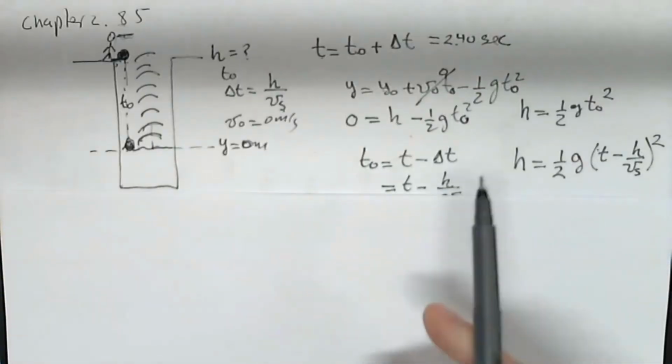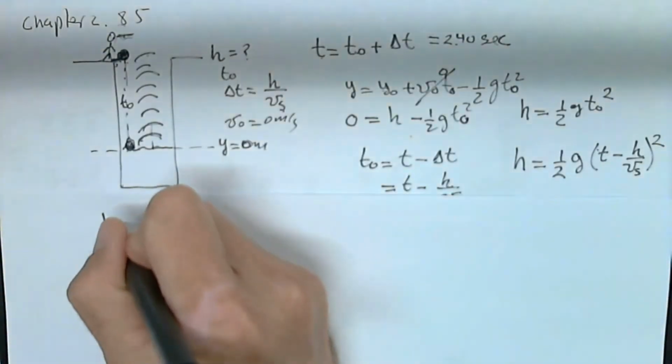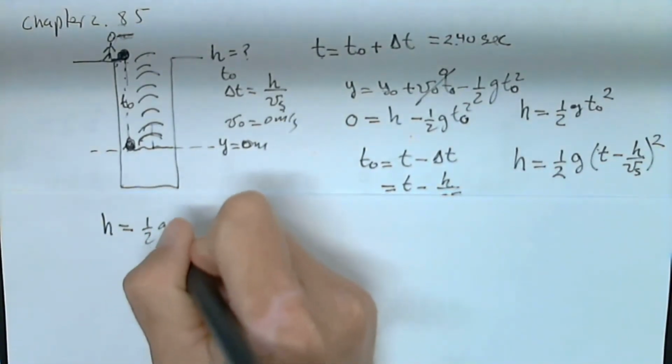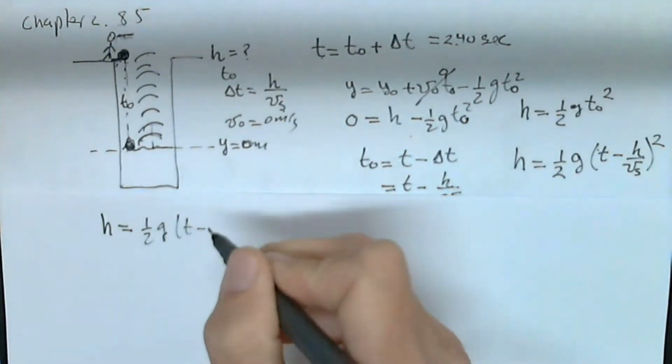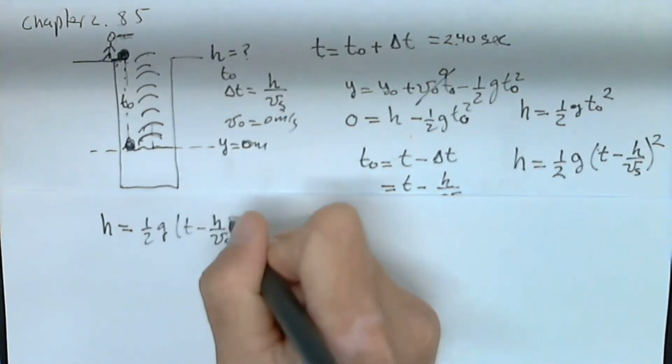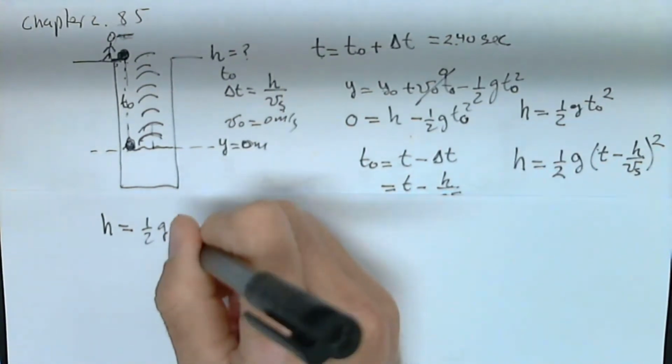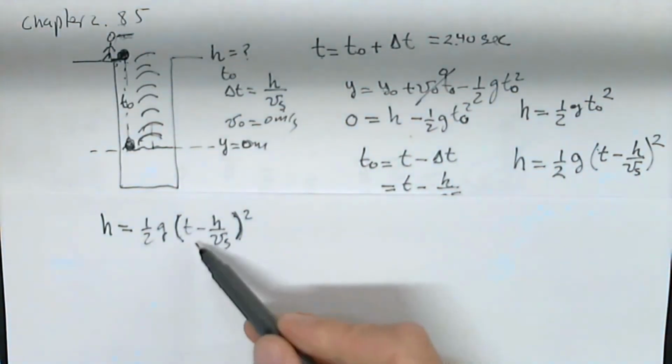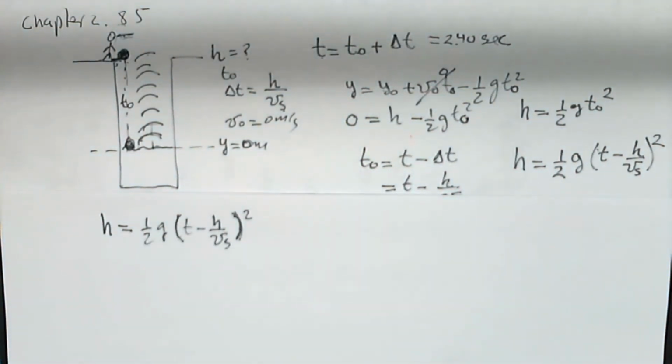Okay, we are going to take the problem from here. The height is 1/2 g (t minus h over the speed of sound) squared, and this is a quadratic function in h, so we are going to try to have an analytical equation for the height, and then we substitute the numbers and we can find h by just doing arithmetic operations and a square root.